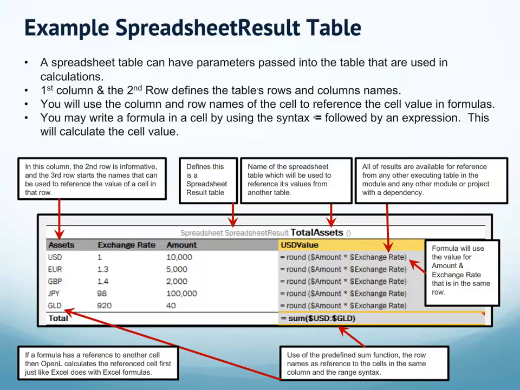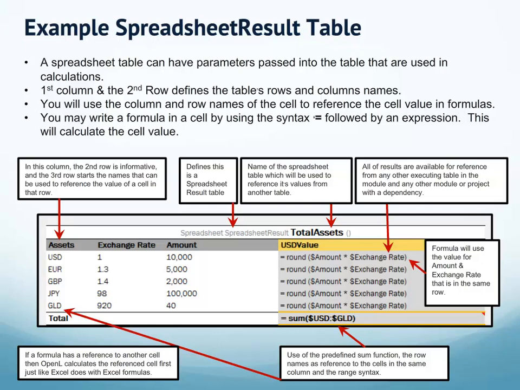It starts with the spreadsheet keyword, and then you have the syntax spreadsheet result, which defines to OpenL what type of spreadsheet table this is, and then you have the name of the table and then any parameters that you're passing in. In this example, we're not passing in any parameters. But then we have the first column where we are actually defining the name that the value of your formula will have. So you can actually use this name in any subsequent formulas that you write.